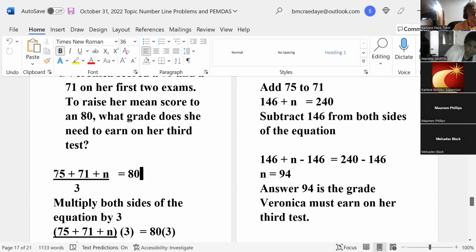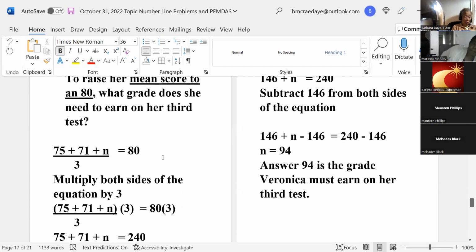That's why I have the n for the new grade. But that gives you how many grades? That gives you 3, Mercedes, right? 75, 71, and the new grade. That's why it's divided by 3, not 2. You follow? 1, 2, 3. It's now 3 scores divided by 3, and that's equal to a mean of 80, because it says mean score of 80. So that's why we have 80 here. The total of the items divided by 3 is 80. Now we solve for n.